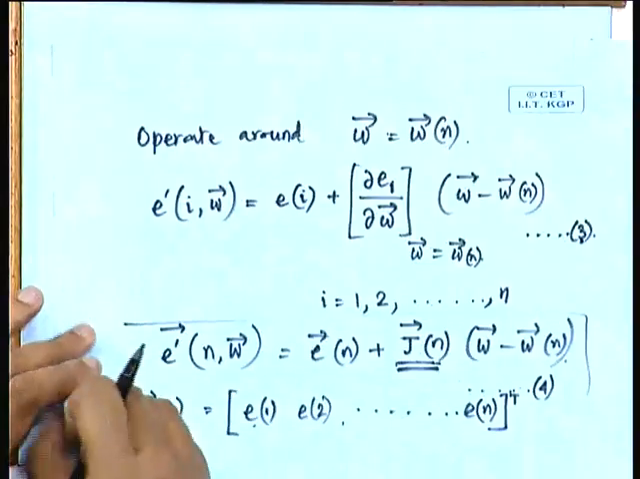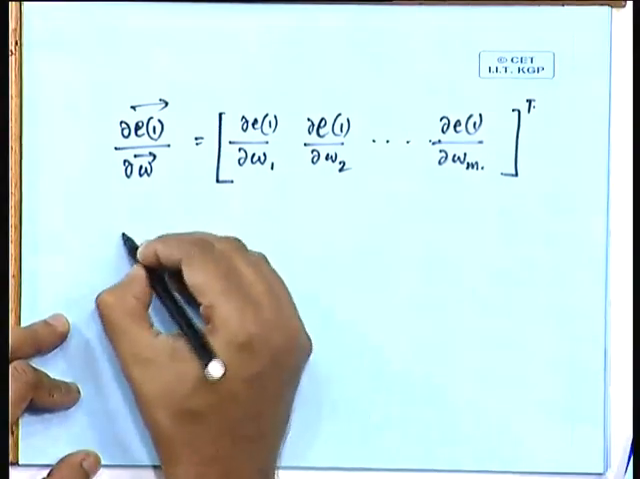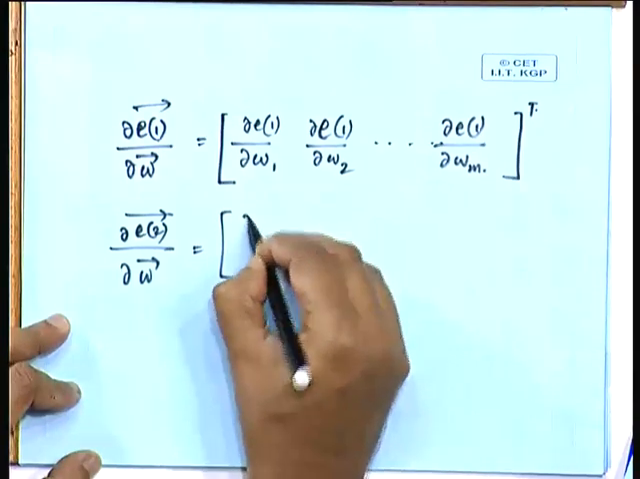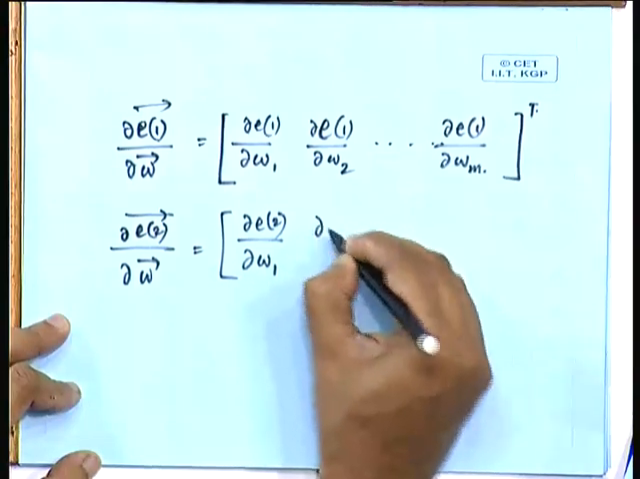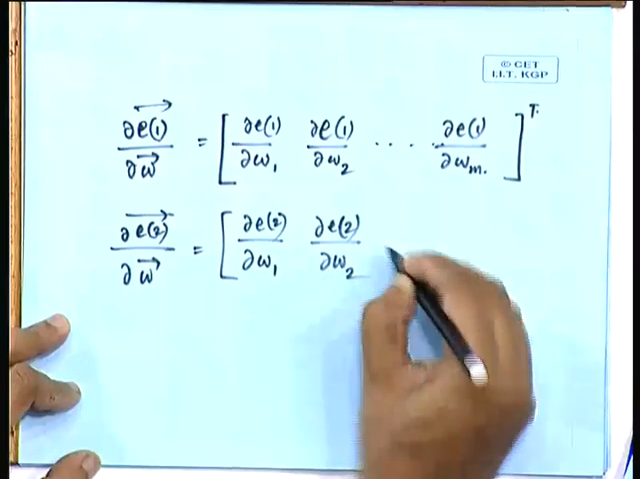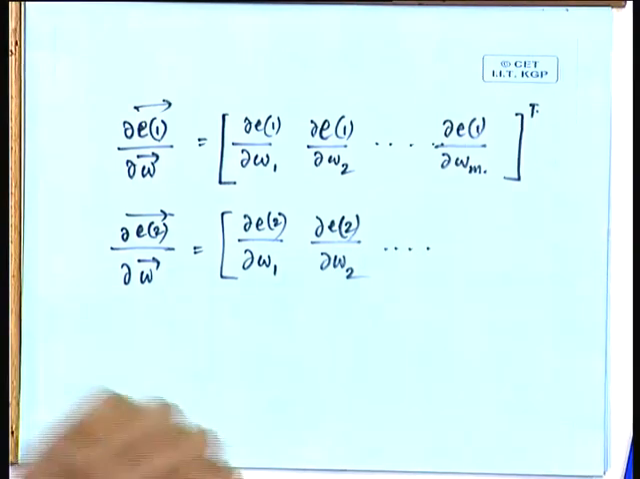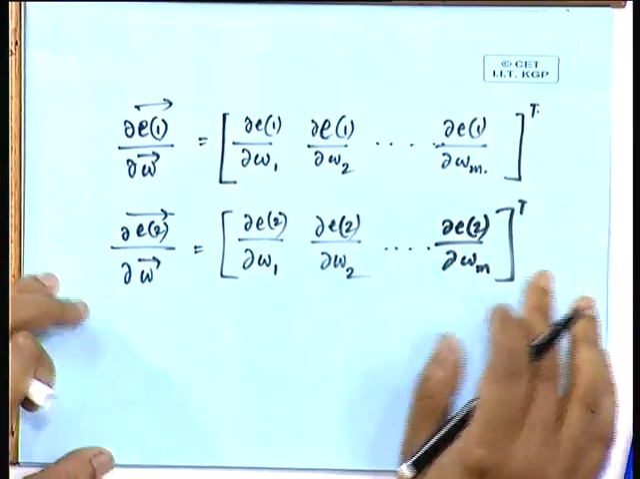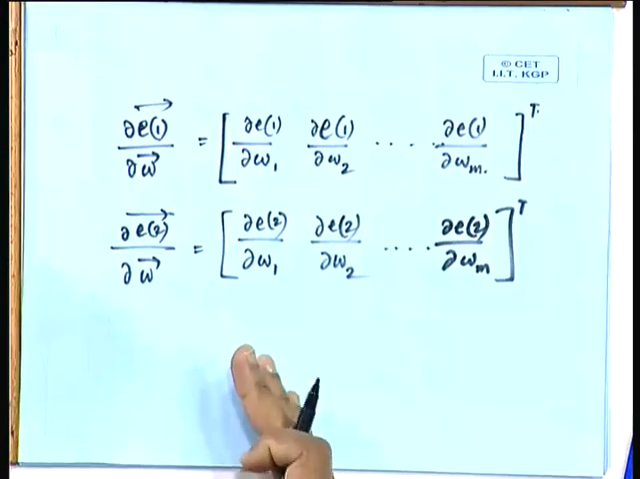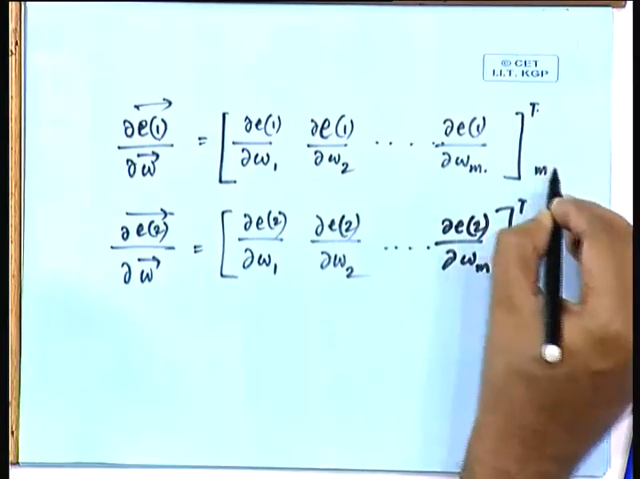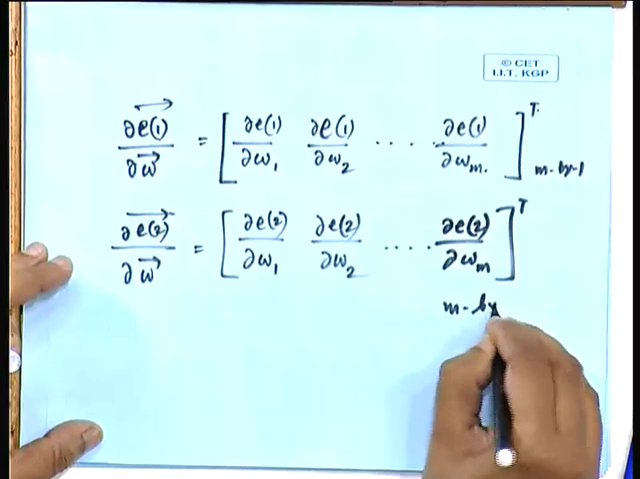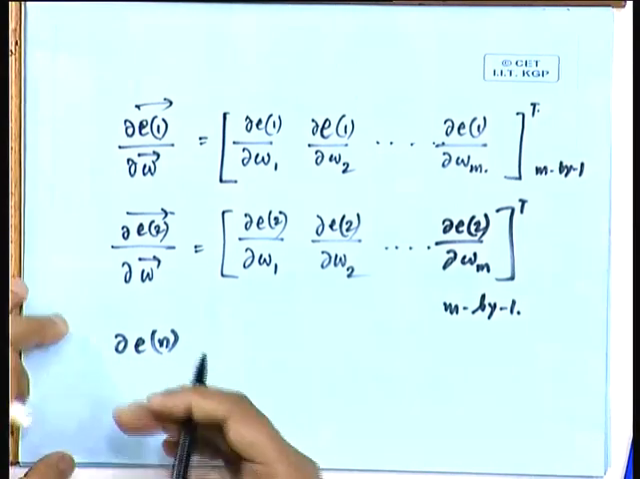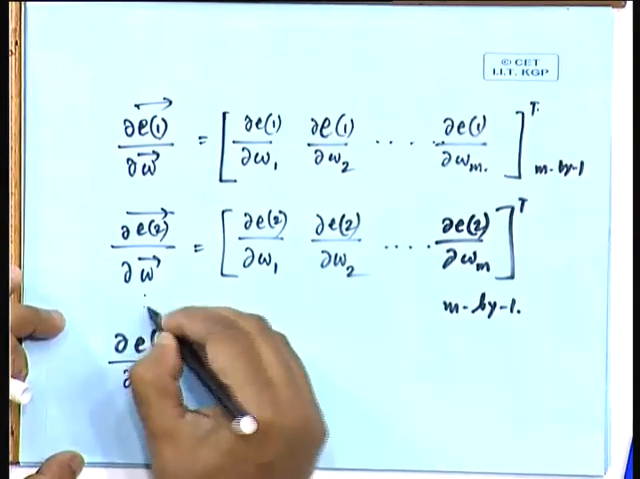Likewise, when we take the second observation, that is E2, we will have dou E2 dou W as simply dou E2 dou W1, dou E2 dou W2, up to dou E2 dou Wm. Again a transpose of this. That means it is an m by 1 vector. By taking this transpose I am ensuring that these are m by 1. This is also m by 1. Clear? Likewise we will be considering dou En dou W vector. That also will be this.